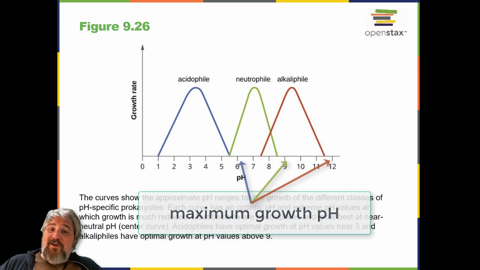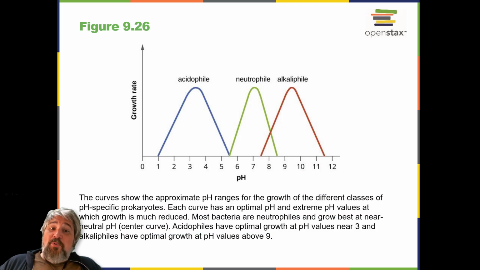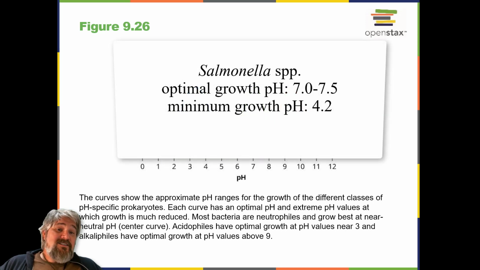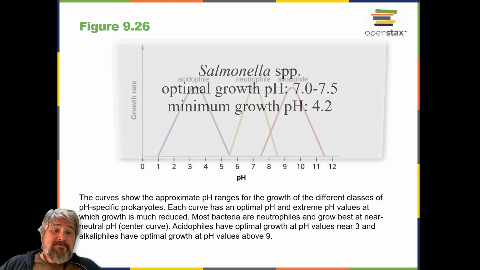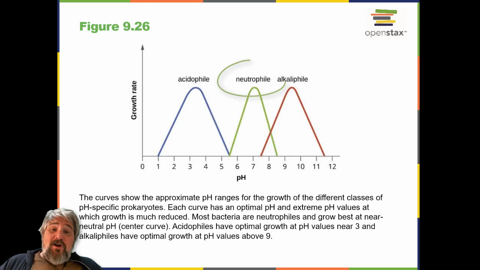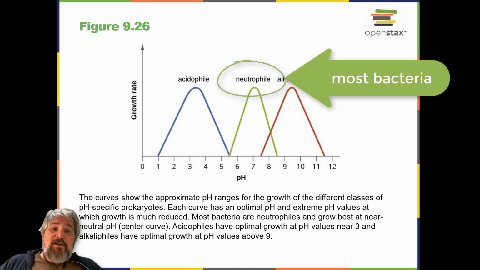These values can cover a wide range, which is important for the preservation of food and to microorganisms' survival in the stomach. For example, the optimum growth pH of Salmonella species is 7.0 to 7.5, but the minimum growth pH is closer to 4.2. Most bacteria are neutrophiles, meaning they grow optimally at a pH within 1 or 2 pH units of the neutral pH of 7.